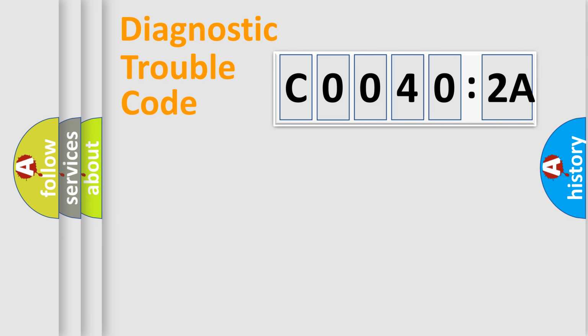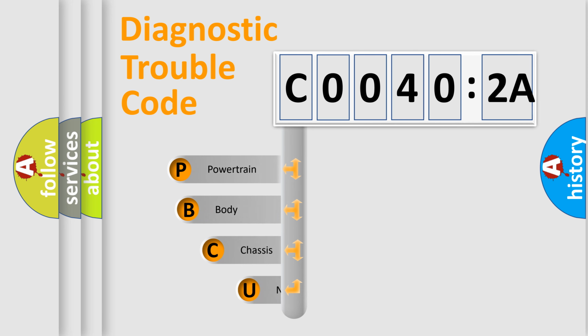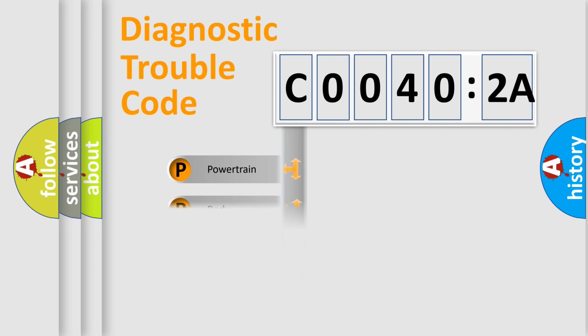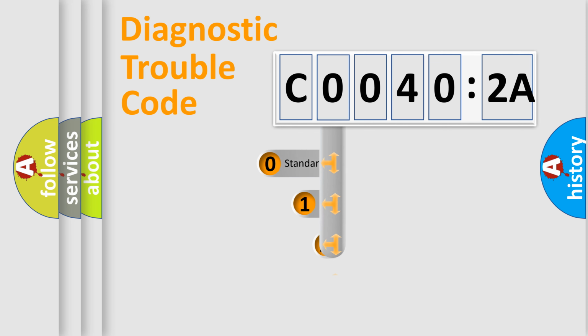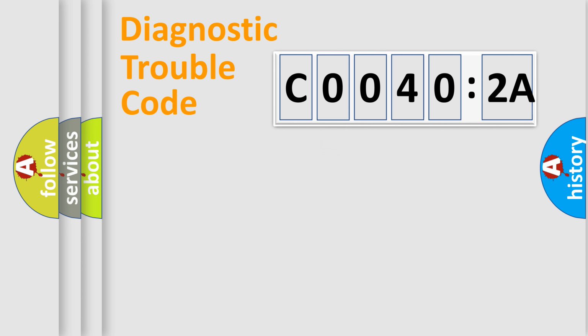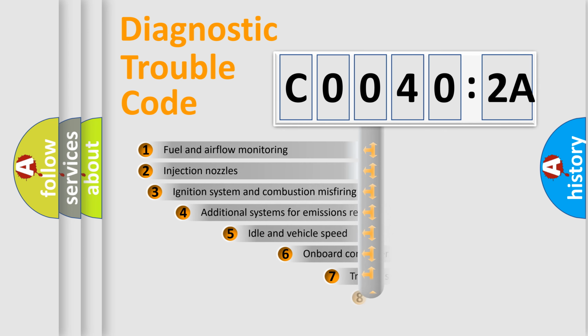Let's do this. First, let's look at the history of diagnostic fault code composition according to the OBD2 protocol, which is unified for all automakers since 2000. We divide the electric system of an automobile into four basic units: powertrain, body, chassis, network. This distribution is defined in the first character of the code. If the second character is expressed as 0, it is a standardized error. In the case of numbers 1, 2, 3, it is a more specific expression of a car-specific error.